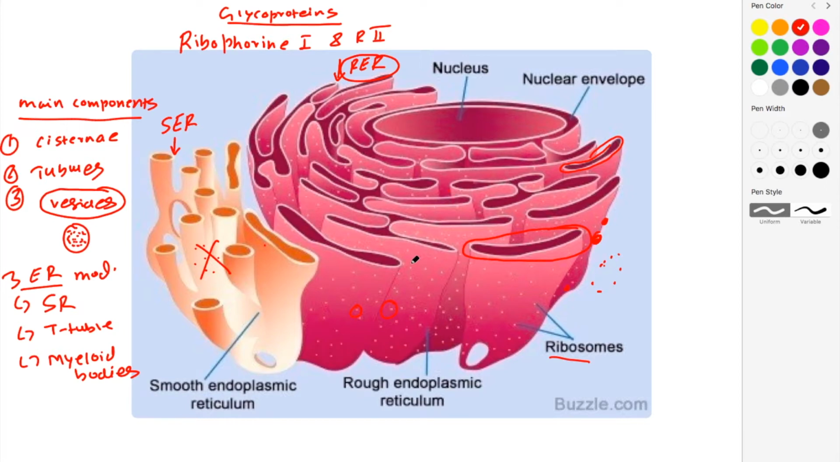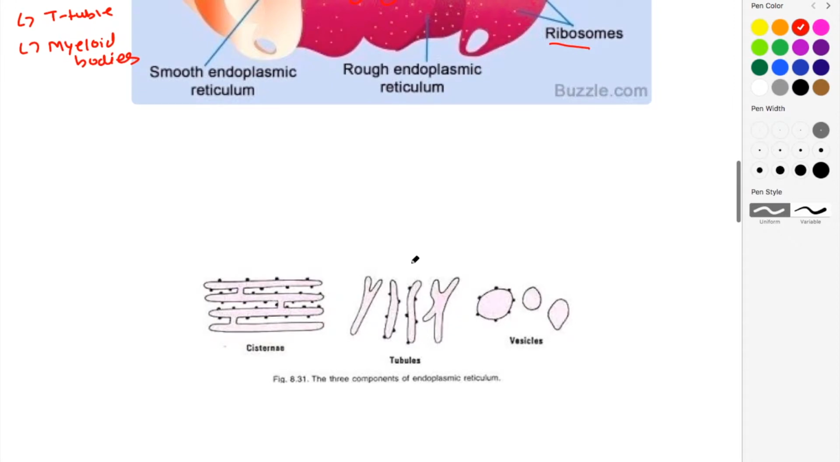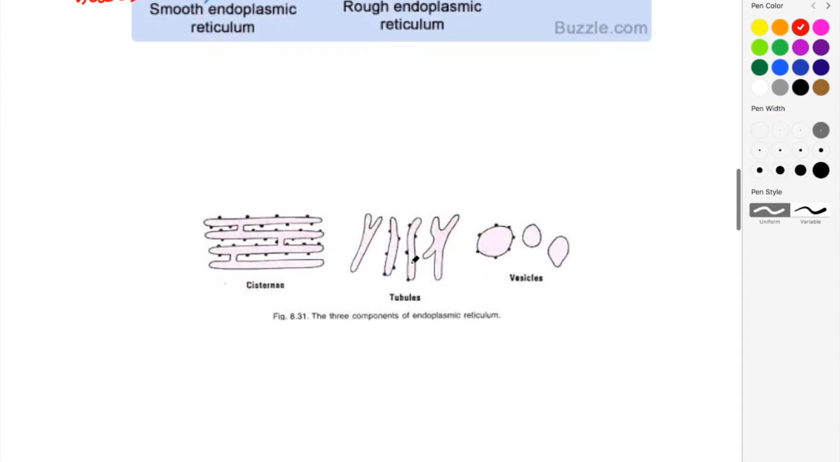Now I'm going to talk about the structure and the function of the Golgi complex. Sorry, before I move on, this is the structure that we just discussed, the three components of the endoplasmic reticulum. You can see cisternae, tubules, and vesicles. You can see the structure, and I already mentioned this. This is just for additional reference, so just see how they look.